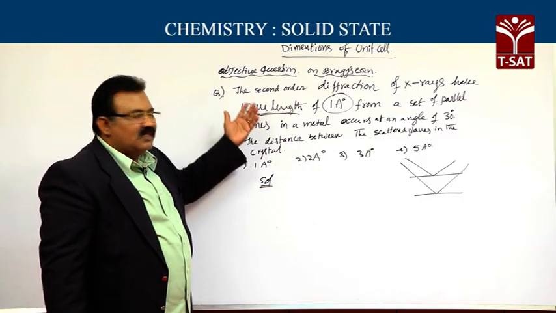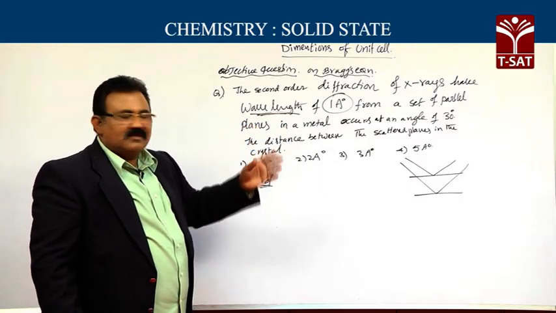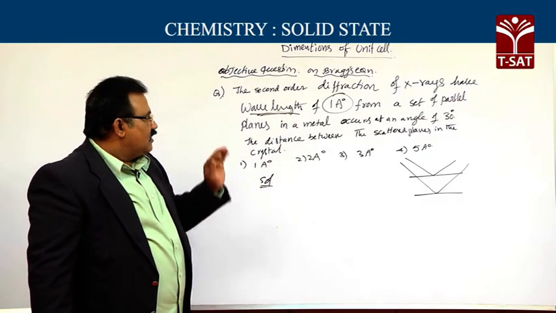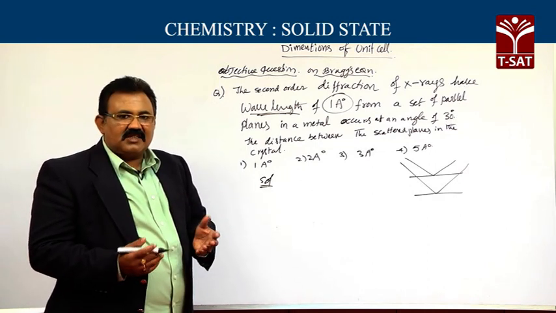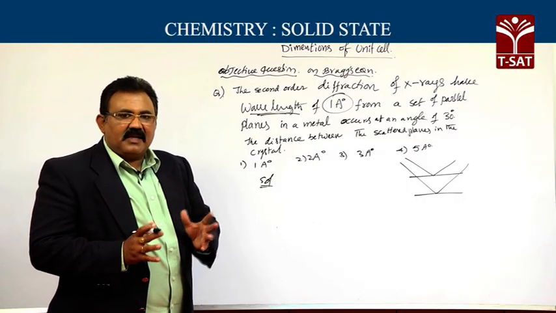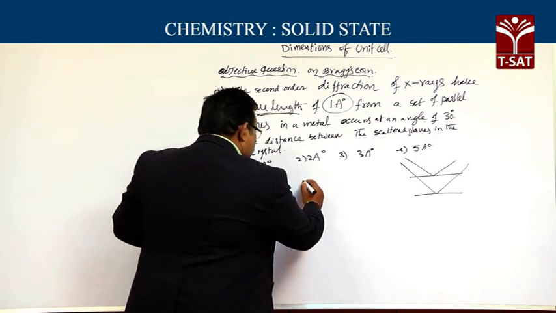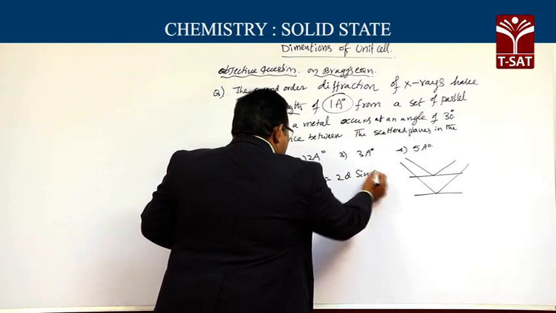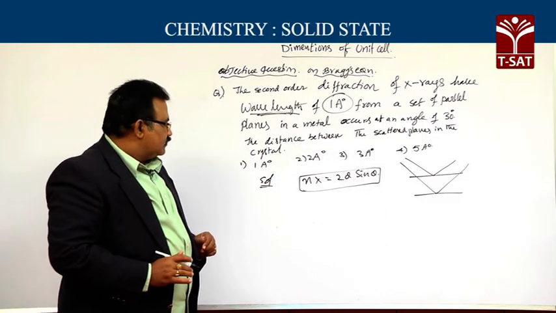So once you have a thought in your mind, suppose the thought is like this: after reading this question, I am able to know this belongs to a Bragg's equation question. Immediately you have to recollect the appropriate equation for that. So for Bragg's equation, we know n lambda is equal to 2d sin theta. This equation we have to use to solve the questions on Bragg's equation.